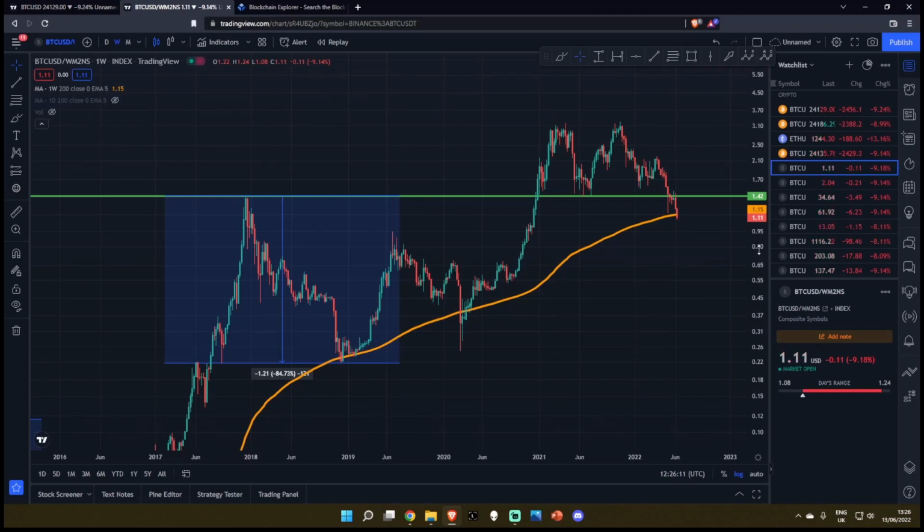But this chart, because you may not have seen this before, I don't know anyone who does this. This is the BTC USD price divided by the M2 money supply. Now, you might be wondering, why would we divide by the M2 money supply?